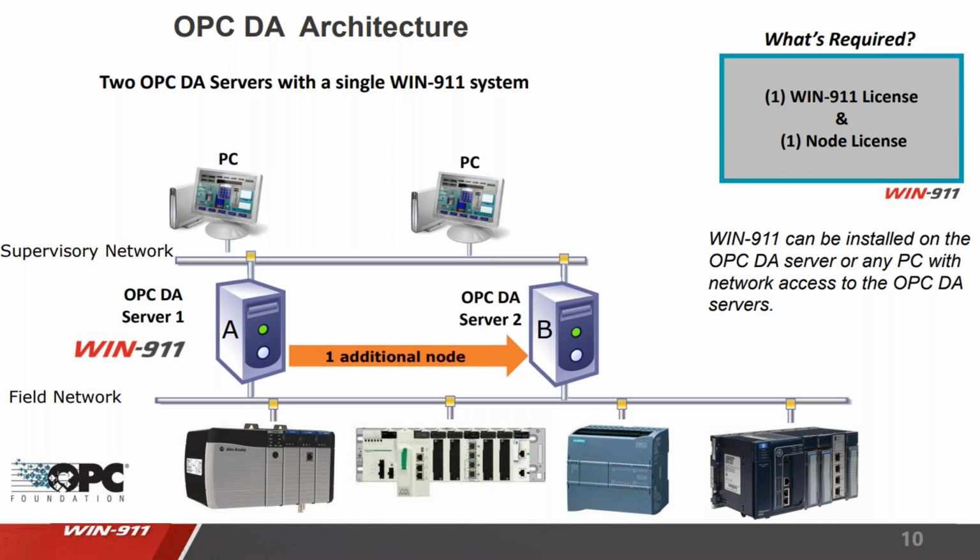This is just an architecture of two OPC servers with a single WIN-911 system. So if you have more than one source, a source is what we're calling an OPC server, more than one alarming source, you'd have one installation of WIN-911, and that takes care of the included single server of OPC, and then you would just purchase an additional node for that secondary one. And basically you're just creating a new entry in the WIN-911 workspace as a new alarming source for that secondary server, but it would require a node license to get that second OPC server's alarms.